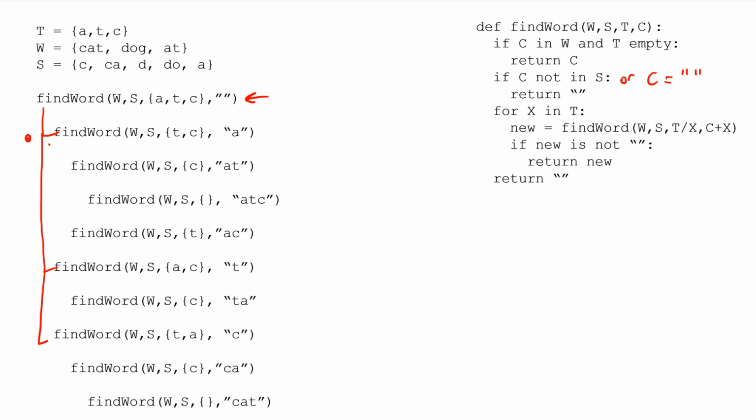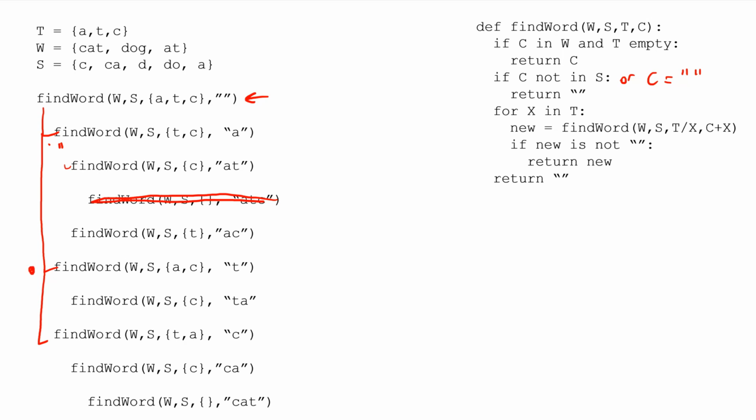If C is in W, no, it's not. If C is not in S, well, A is in S, so that was the word stem, so we're okay. So we're not going to return. Now we're going to consider AT. So when we call AT, we find that AT is not in S, and so we return back up to this one. So we wouldn't actually make this call at all. So we'd return empty string up to this one. So it's impossible to start this with an A.